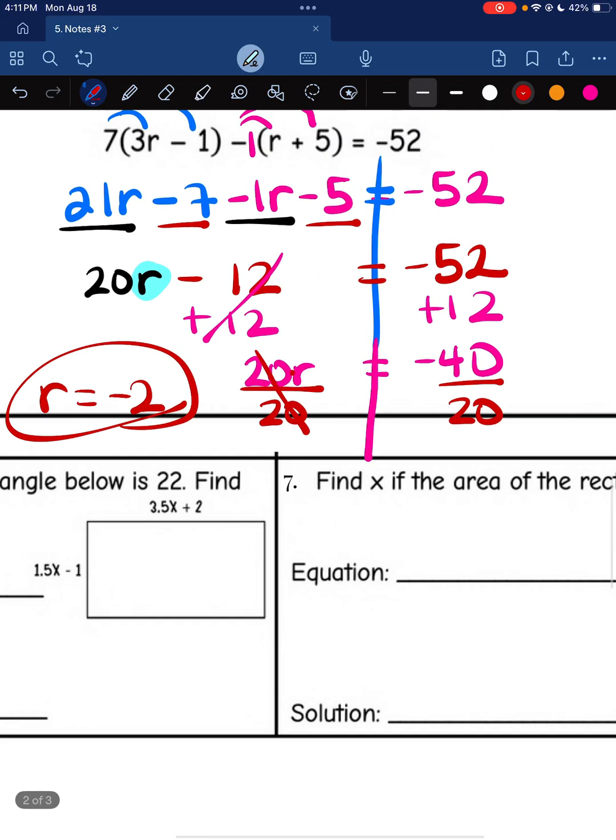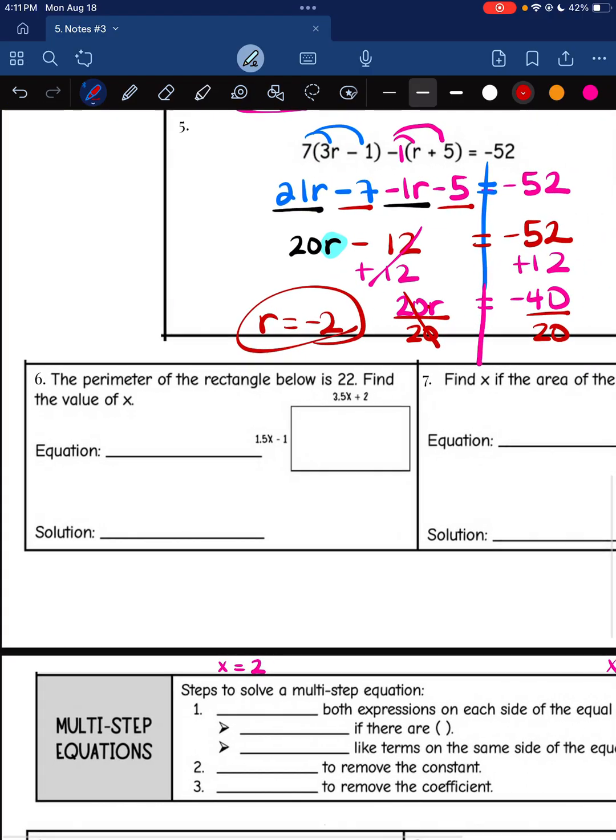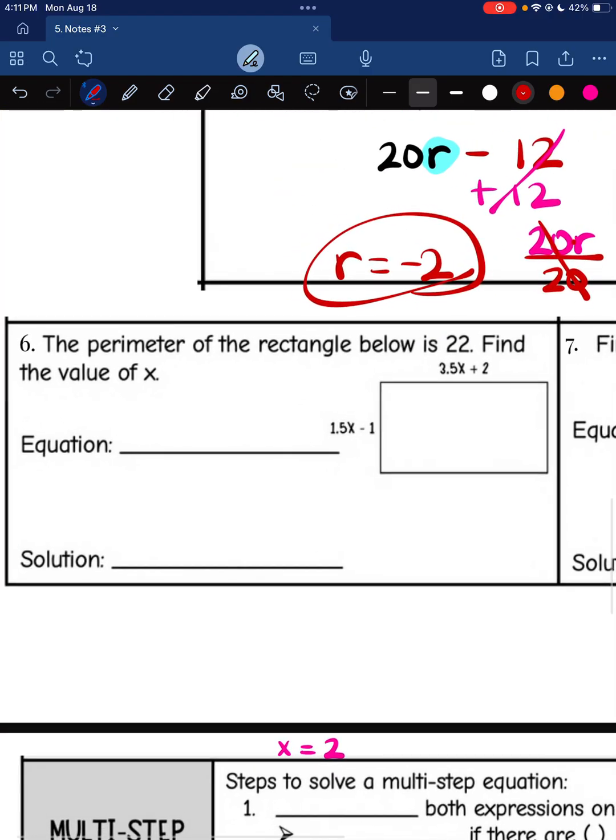The last two questions, the next one's a perimeter question. So when you're looking for the equation, the way we do perimeter is you add up all the sides. I want to use distribution here because that's what we've been doing. So this side right here, we have 2 of these because these are the same. So the way we're going to use distribution is we put a 2 because it's 2 of them, and we have 2 of these. 2 of the 3.5x plus 2.